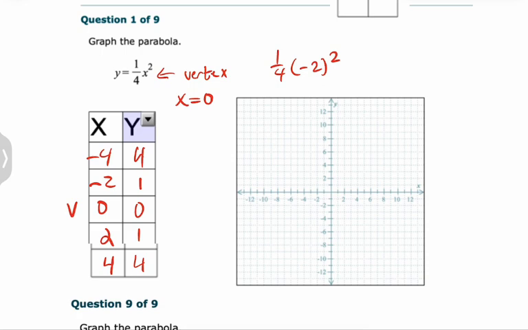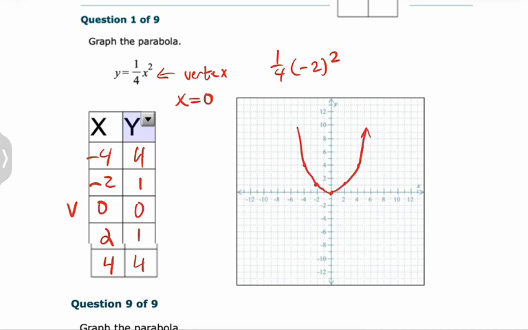So now let's go ahead and graph our parabola. So we have a point at 0, 0. At -2, we're at a height of 1. At +2, we're at a height of 1. At 4, we're at a height of 4. At -4, we're at a height of 4. So you should expect that it looks like a U.